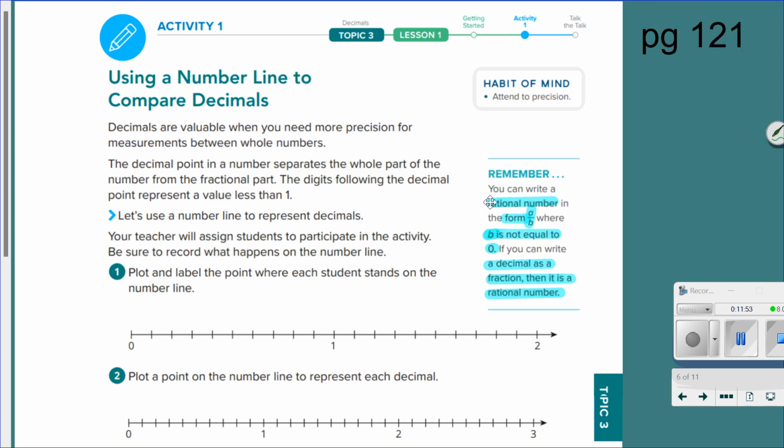Okay, so with that definition, remember that when it comes time for your journal entry today. Decimals are valuable when you need more precision for measurements between whole numbers. So they get us those parts in between. The decimal point in a number separates the whole part from the fractional part. The digits following the decimal represent a value less than 1.